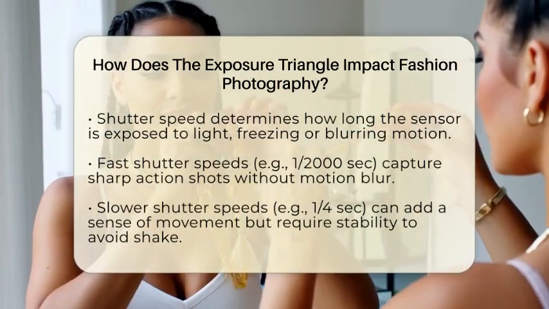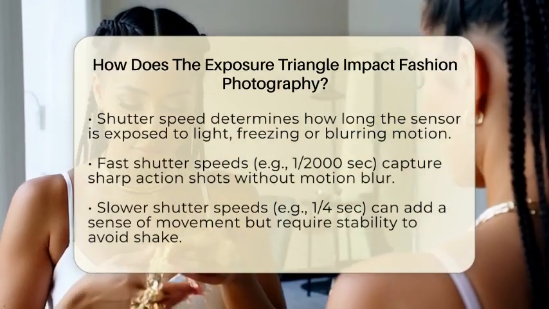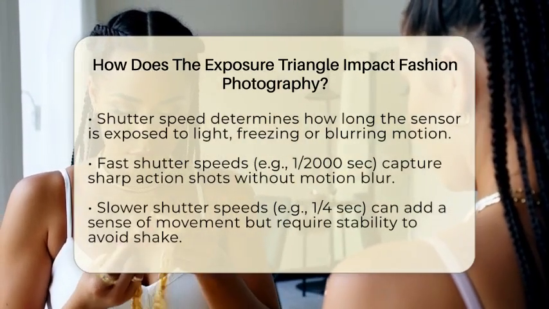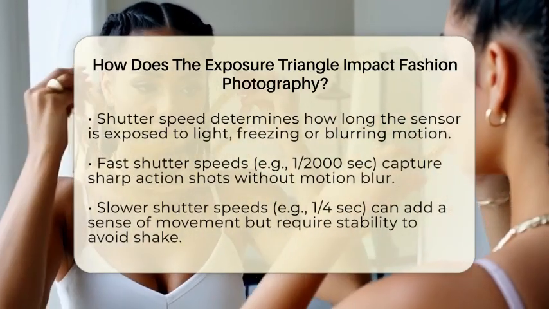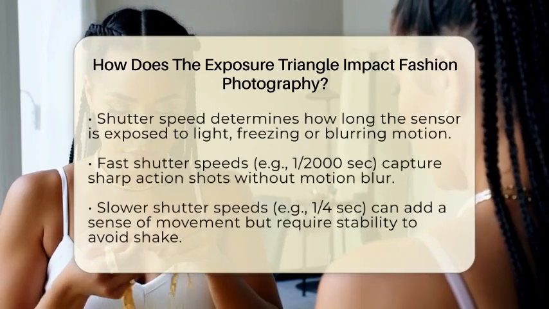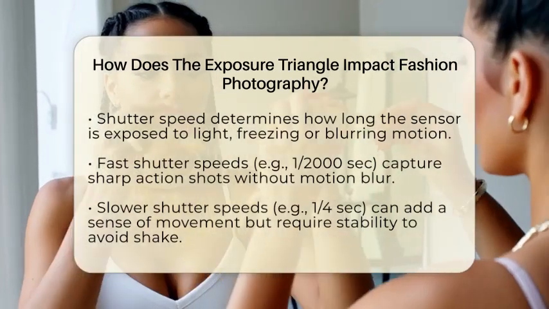Slower shutter speeds, like 1/4 of a second, can create motion blur, which can add a sense of energy or movement to the shot. But you need a steady hand or tripod to avoid unwanted camera shake.